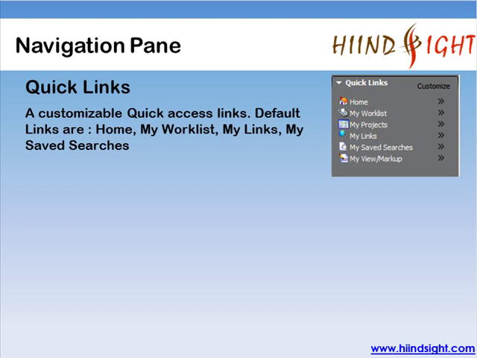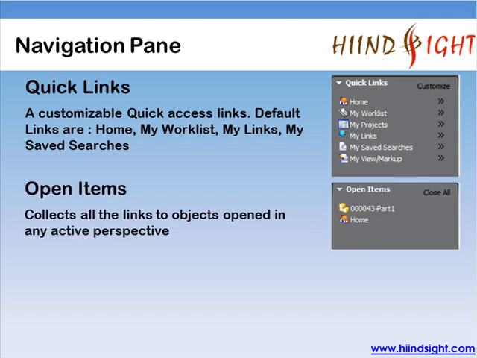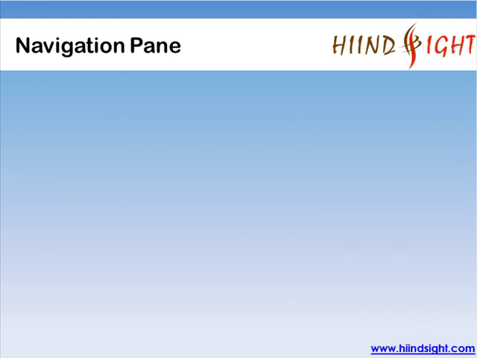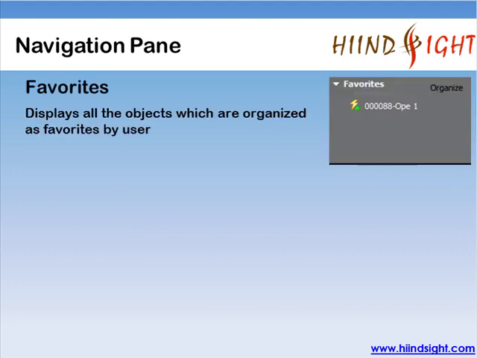Here you can get quick access to the following links: Home, My Work List, My Projects, My Links, My Saved Searches and a few more. Open items displays the list of all existing open items, so we can quickly load them back if need arises. History displays all items opened by the logged in user. Then come the favorites, which display all the objects which are marked as favorites by the user.